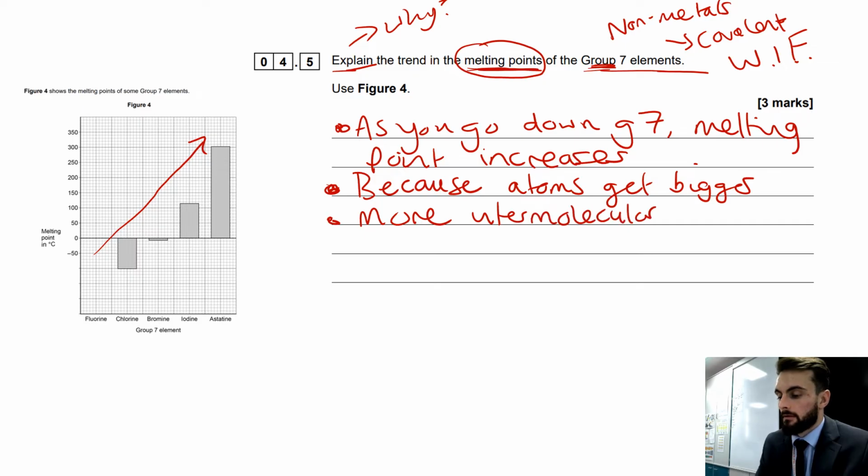It's a bit like imagining it like gravity. You know, the bigger the planet or the bigger the star, the more the pull towards it. Same sort of thing. If the pull is stronger, that means it's going to take more energy to pull them apart. That means the melting point is going to be higher. It's going to take more energy to get them apart, to get them to change state.